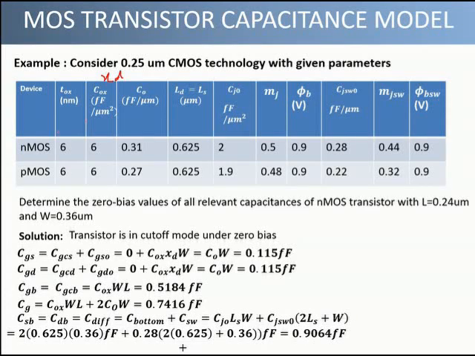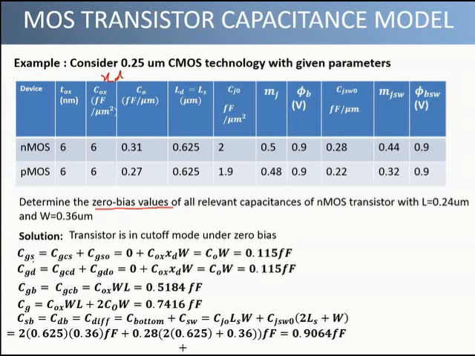So all these parameters are given for both NMOS and PMOS transistors in this table, and our task is to determine the zero bias values of all relevant capacitances of an NMOS transistor with length equal to 0.24 micrometer and width equal to 0.36 micrometer. Now how to solve this? As we are given zero bias conditions, the NMOS transistor is in cutoff mode.